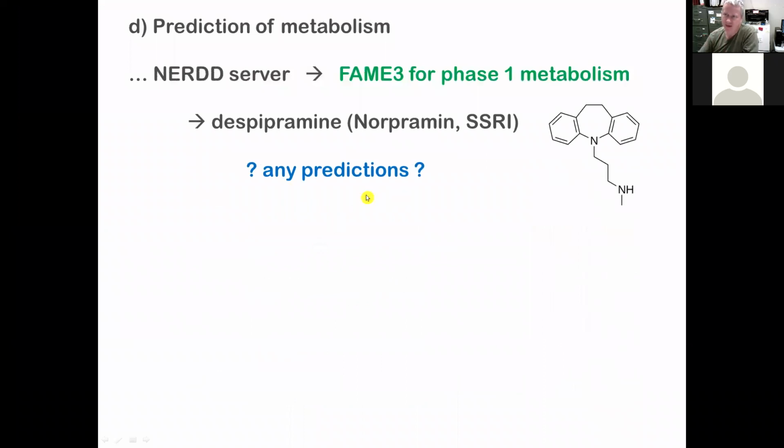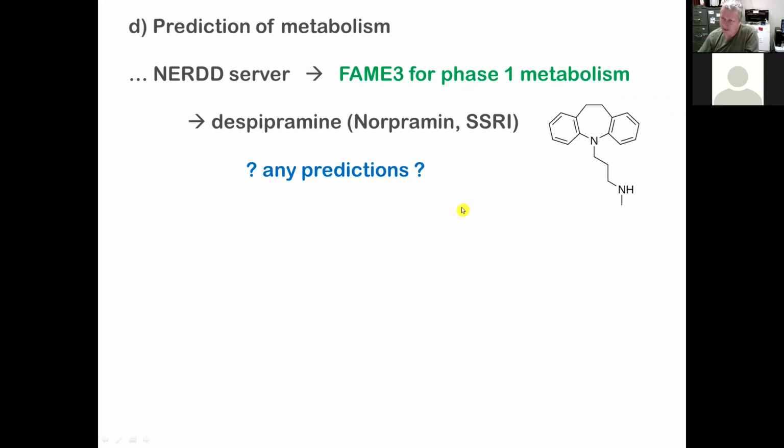Decorramine is a tricyclic antidepressant that we talked about early in the course. Where would you potentially predict phase 1 metabolism? Anybody want to say? It's a very simple drug molecule. So what functional groups may get metabolized? It's designed to be a very easy example, right?